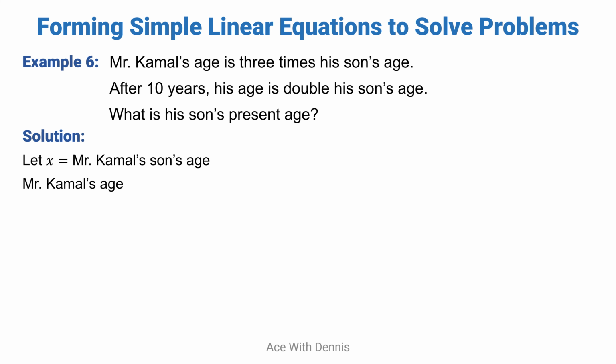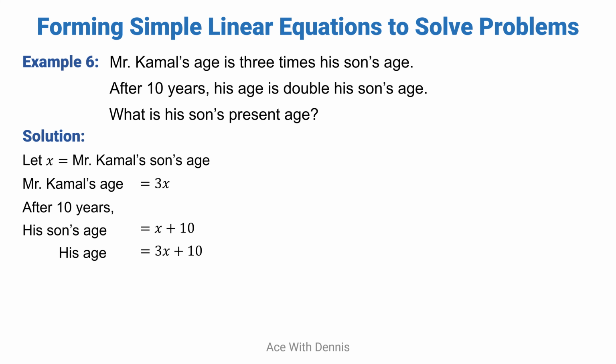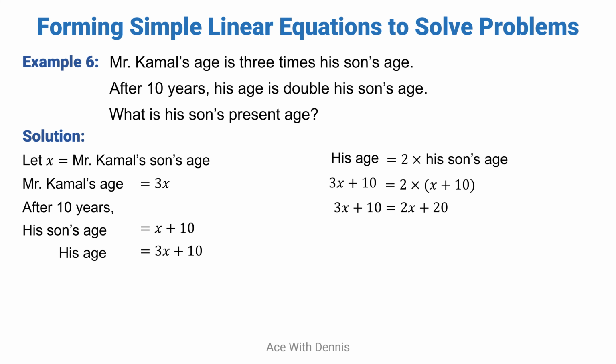Hence, Mr. Karma's age will be 3 times his son's age, which is 3x. So after 10 years, his son's age becomes x plus 10, and his age will be 3x plus 10. His age is double his son's age after 10 years. Therefore, 3x plus 10 equals 2 times x plus 10. Simplify this equation. 3x plus 10 equals 2x plus 20, hence x equals 10. So his son's present age is 10 years old.